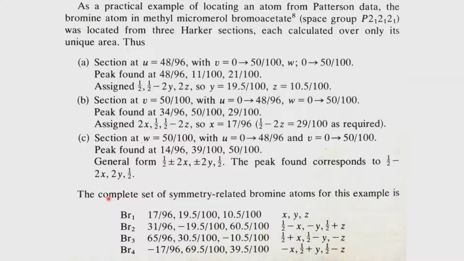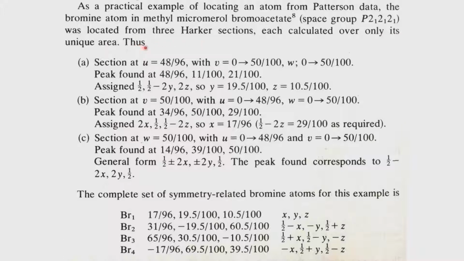So we take it as a practical example. In a Patterson data, this is the structure of locating the bromine atom in methyl bromoacetate. This is a compound whose structure has been determined in the space group P212121. So it was located from 3 Harker sections, each calculated over only its unique area.